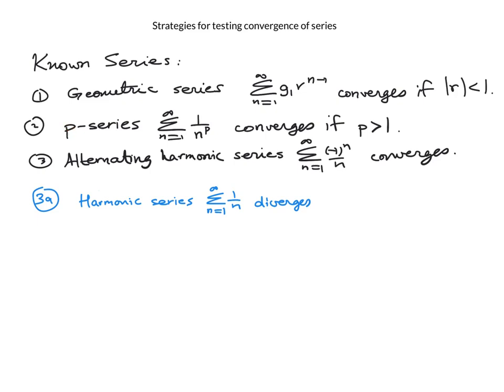Another one is called a p-series, if you remember, that looks like this, where p is that exponent. And again, the p-series will converge if p is greater than 1, and of course diverge if p is less than or equal to 1.